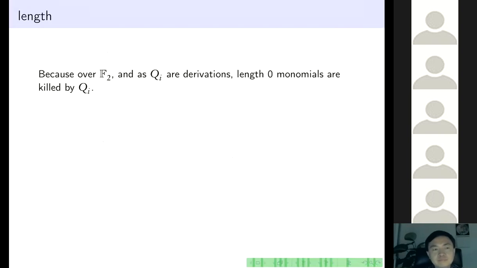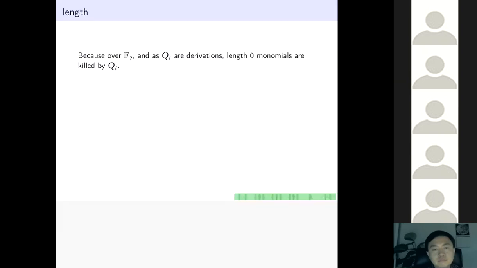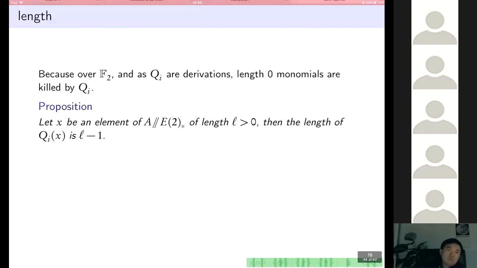But anyway, one thing to notice is that, as I mentioned before, the Qi are derivations, and we're also working in characteristic 2. Because the length 0 monomials are those monomials which have all even powers, those things are necessarily killed by the action of these Milnor primitives.